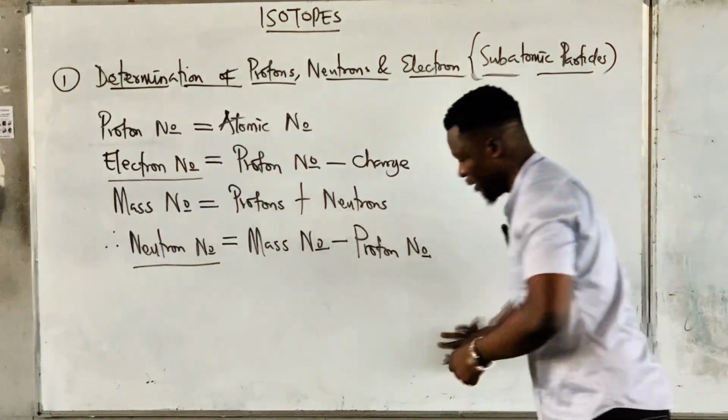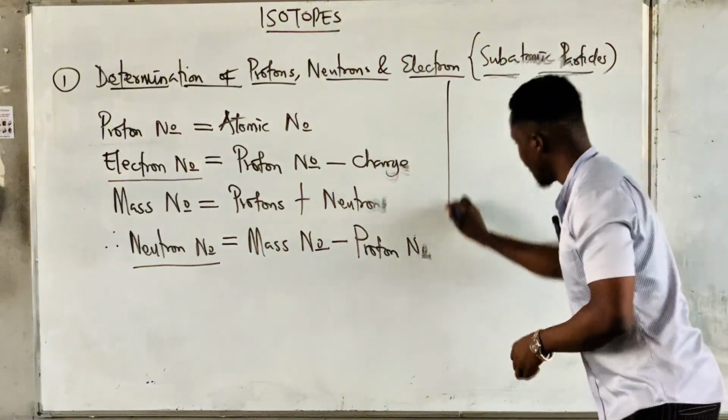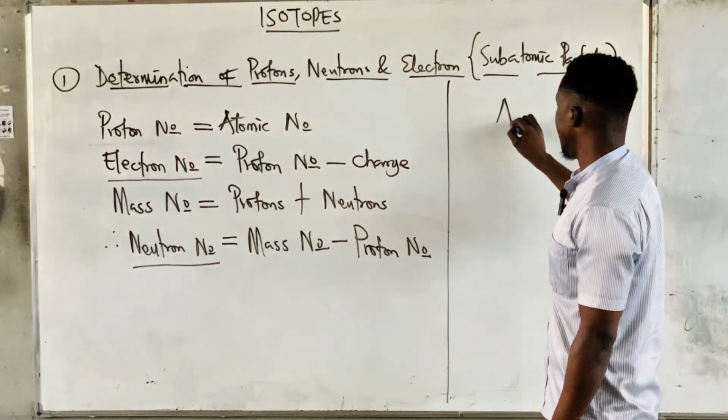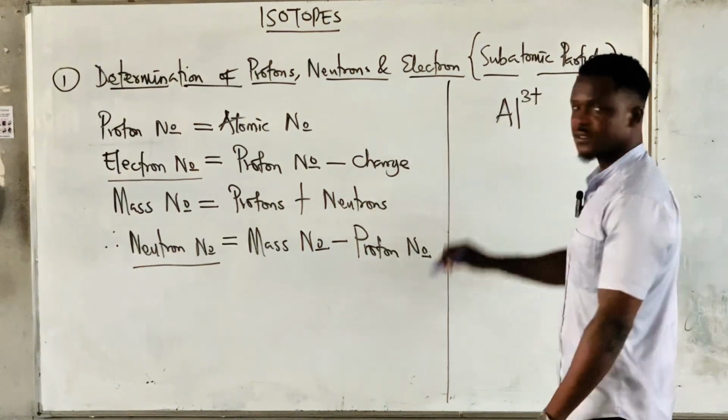Now let's look at these examples. Let me give us a sample before I clean this up. Let's say, for example, they gave us Al 3+.